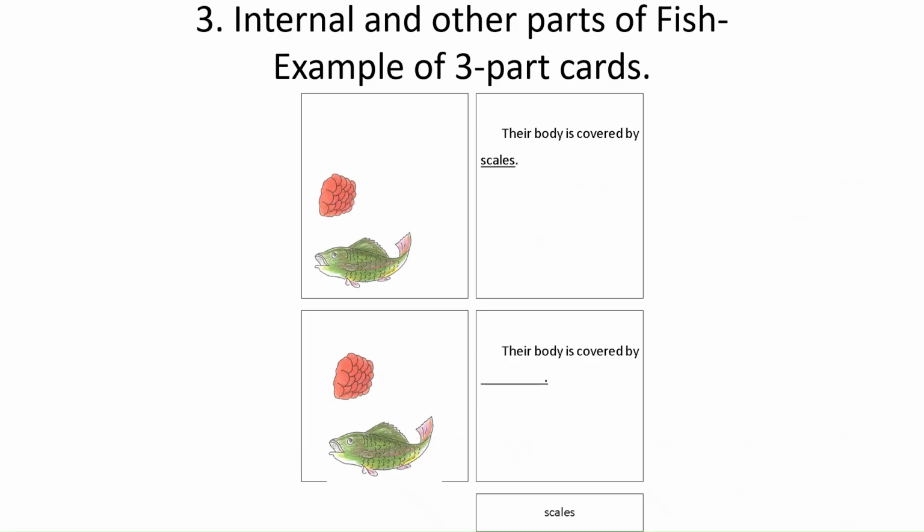Here on lesson 3, we have the internal and other parts of fish, and here is an example of 3-part cards. So you can see a picture and a part marked in red that shows the part we are talking about. And we have the story card saying their body is covered by scales. And another one, the same card with a story, but the word scales is missing. So this is how the 3-part cards are going to look.